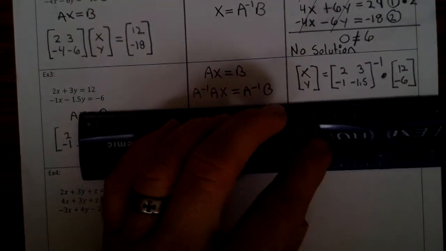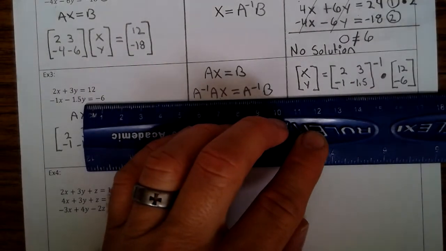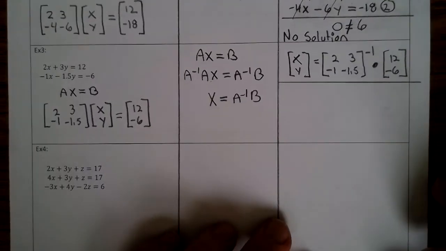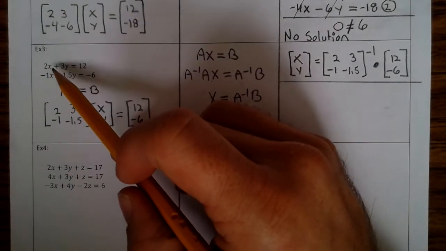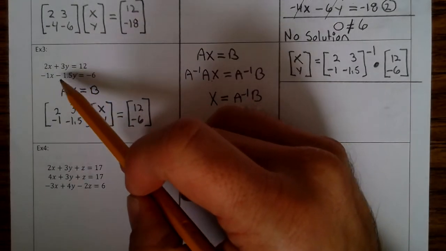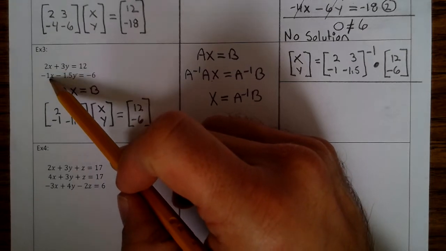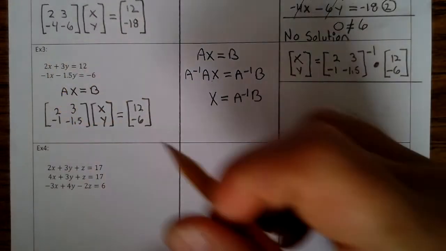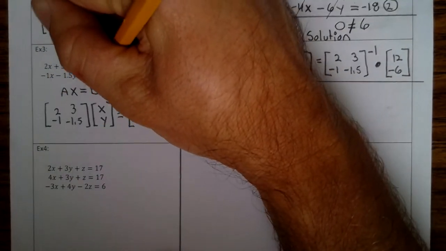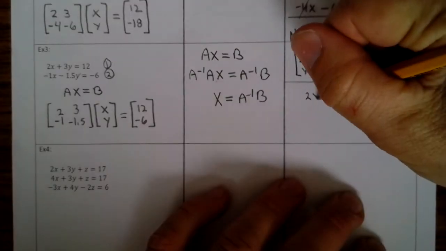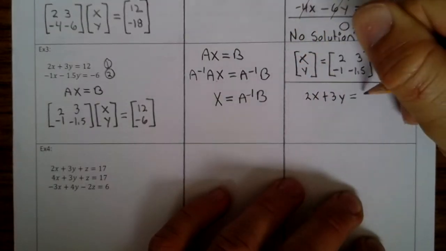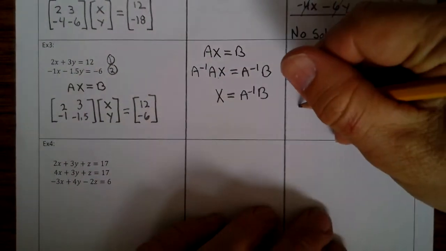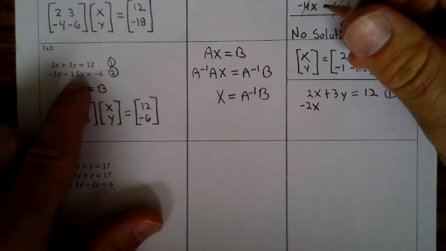All right. So I'm looking at eliminating it because both the x and y are on the left side, and it looks like if I multiply the second equation by 2, 2x minus 2x will cancel. Okay, so let's do that. So this is equation 1. This is equation 2. So we're not doing anything to equation 1. So 2x plus 3y equals 12. Equation 1. We're going to multiply equation 2 by 2. So 2 times -1 is -2x. 2 times -1.5 is -3. And then 2 times -6 is -12. And that was equation 2 times 2.